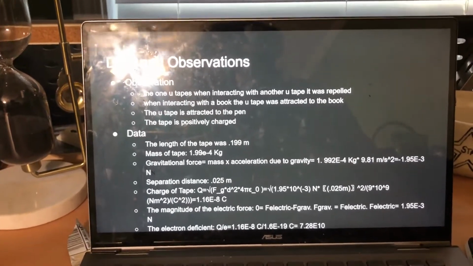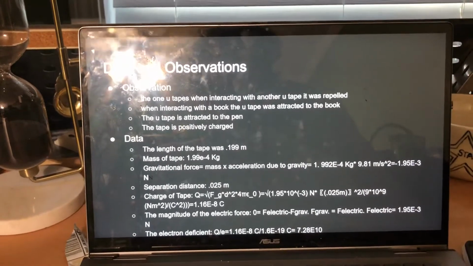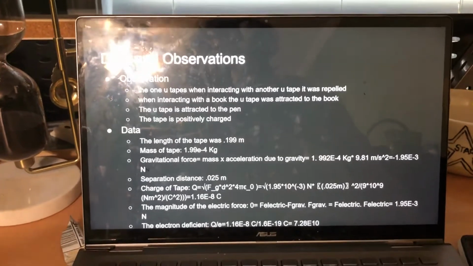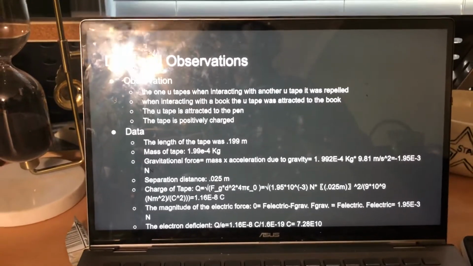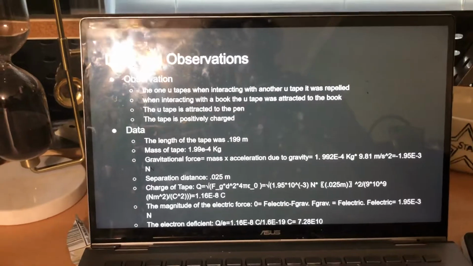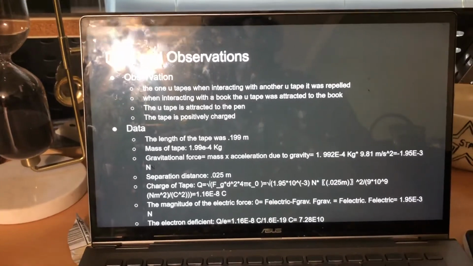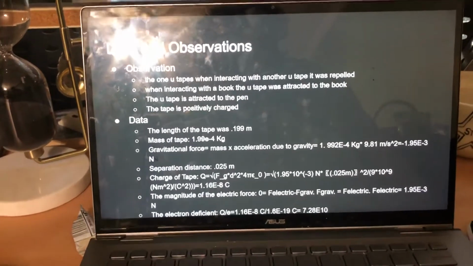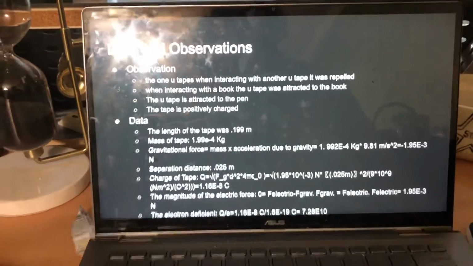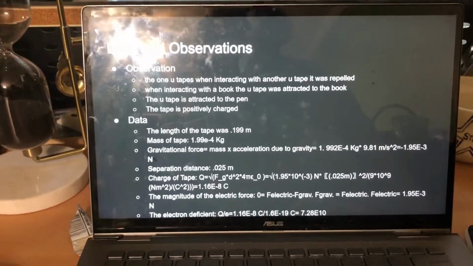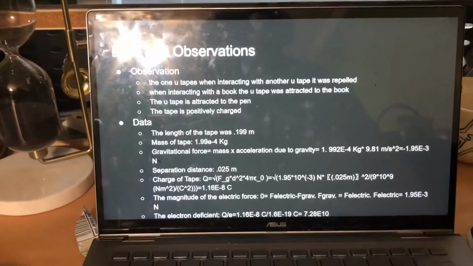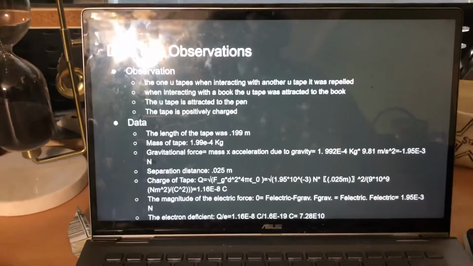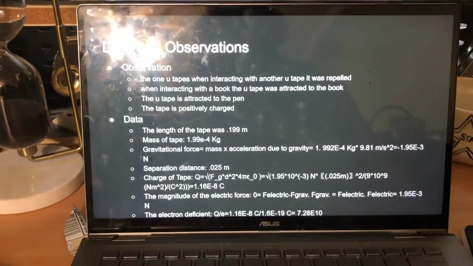The magnitude of the electric force was equal to the magnitude of the gravitational force, and therefore was 1.95 times 10 to the negative 3rd newtons. And then the electron deficit was equal to the charge of the piece of tape divided by the charge of an electron, and was therefore equal to 1.16 times 10 to the negative 8th coulombs divided by 1.6 times 10 to the negative 19th coulombs, which is equal to 7.28 times 10 to the 9th.